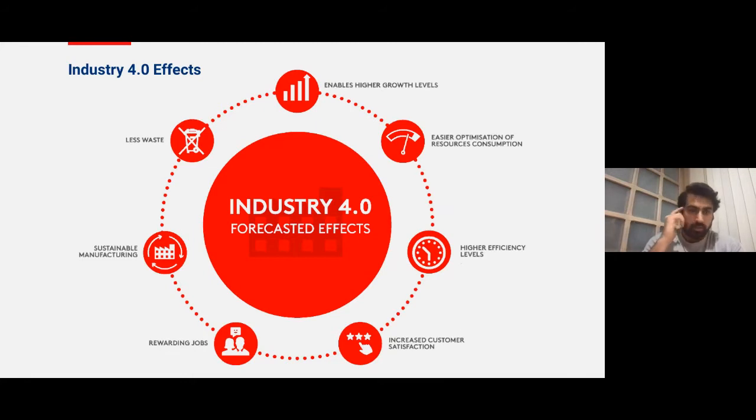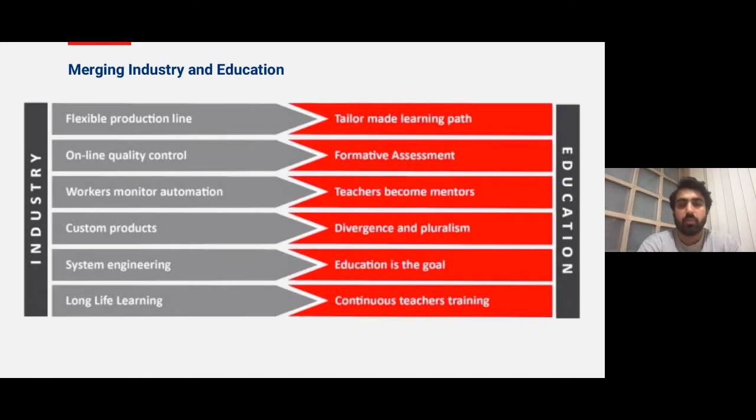Now, some interesting facts here about this merging of industry and education, because as we all know, the lines are now being blurred more than ever before. Historically, in industries around the world, these points on the left were really what they were focused on, and this is how they translate into the educational space. Whereas the production line needs to be more flexible, we're now focused on adaptive learning or tailor-made learning paths, which can be done using artificial intelligence.